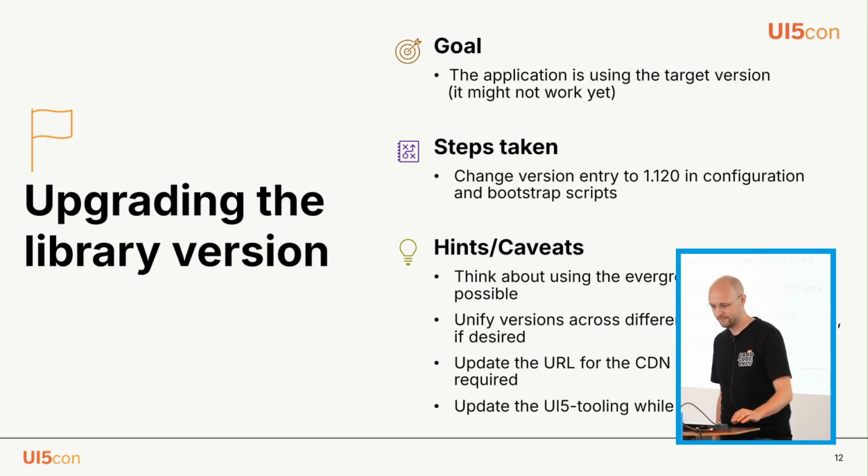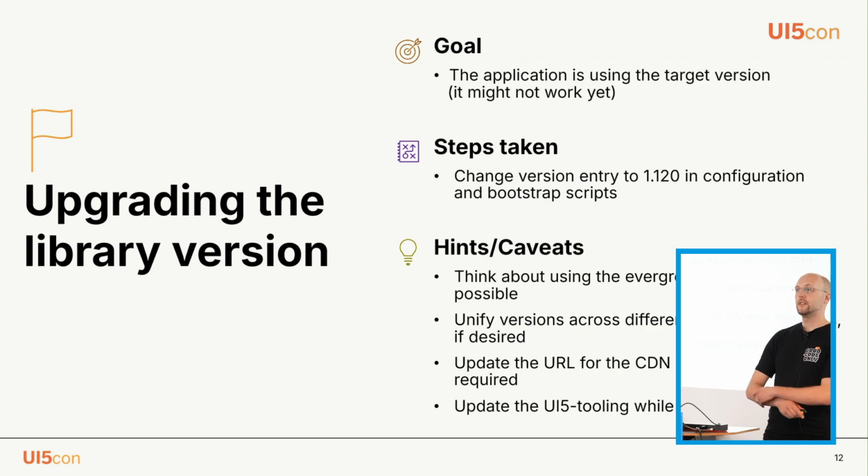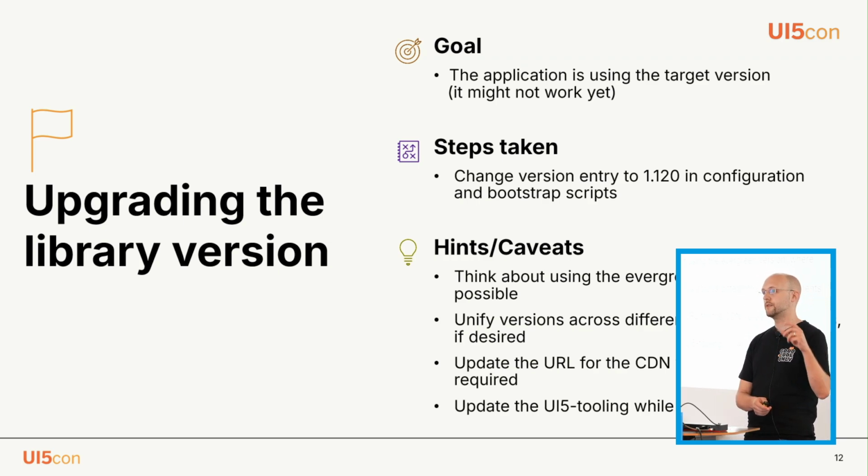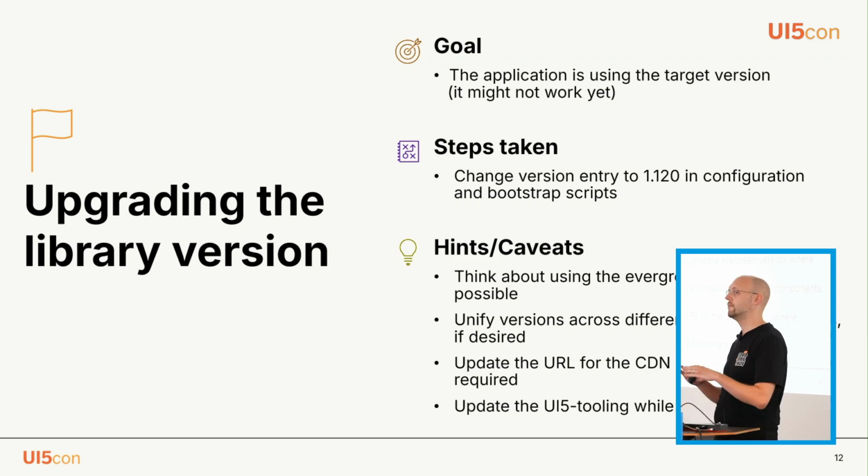We also used this chance to unify the version across all our components because they were historically developed from time to time, and the patch versions were growing apart. So we now have a level playing field with the same patch version, with the same 1.120 version all again. One minor thing to note, we also updated the URL for the CDN because that changed from hanaondemand.com to ui5.sap.com some time ago. So we updated this.